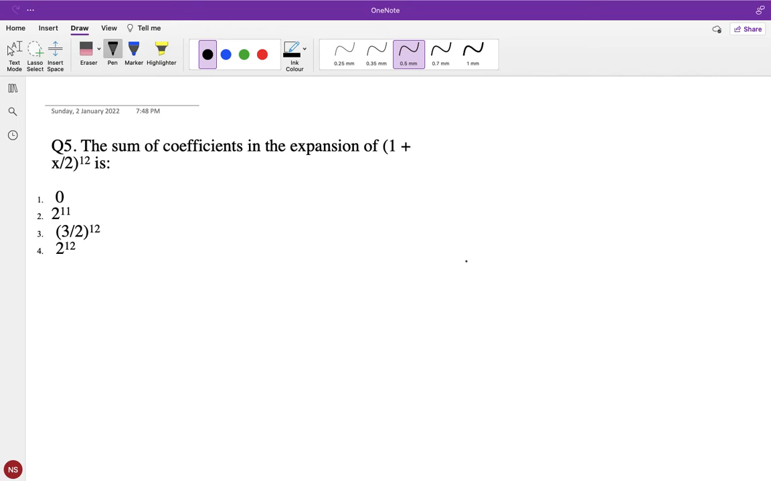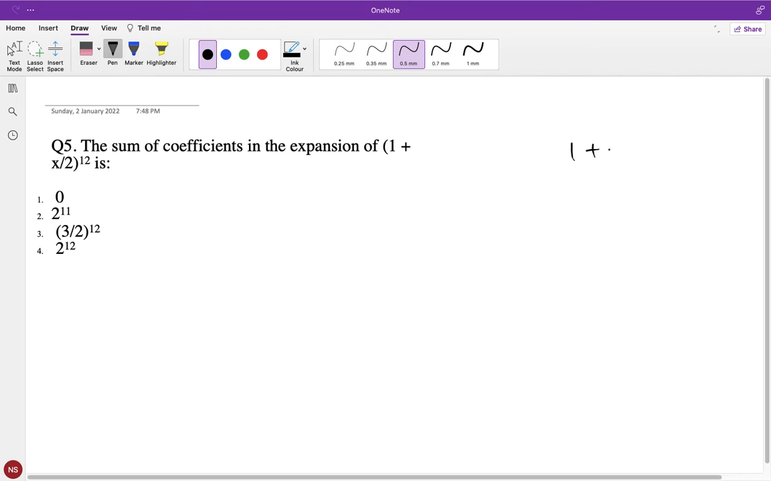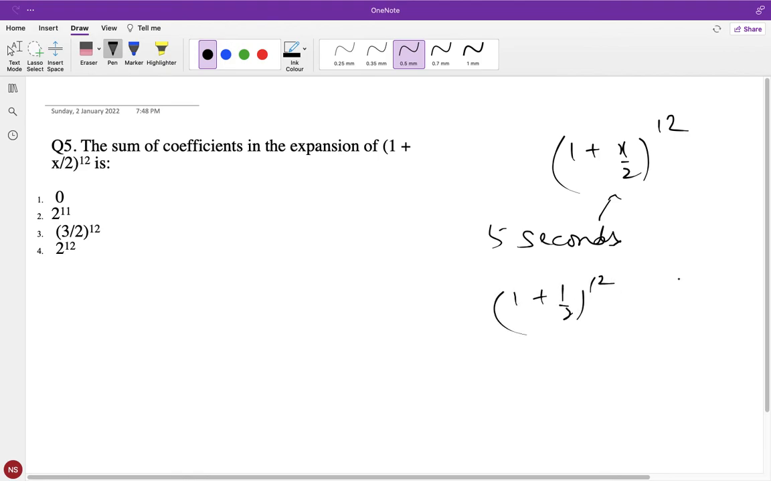The sum of coefficients in the expansion of (1 plus x by 2) raised to the power 12. This question should not take more than 5 seconds. Why? Just put x equals to 1 in this. What do you get? 1 plus 1 by 2 raised to the power 12, or 3 by 2 raised to the power 12 is the sum of the coefficients.